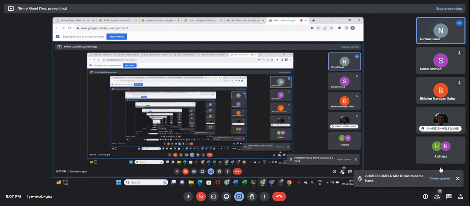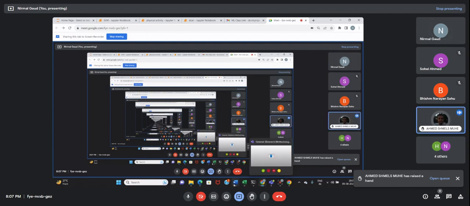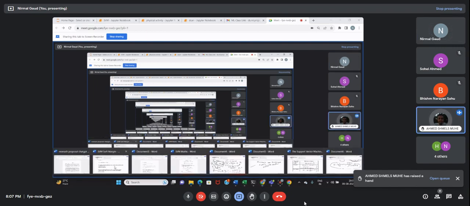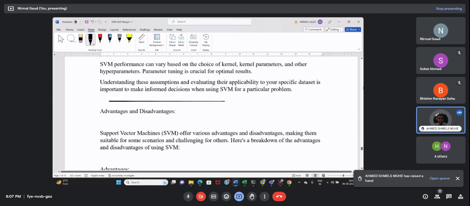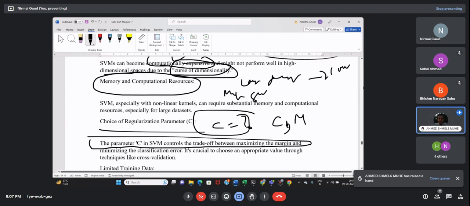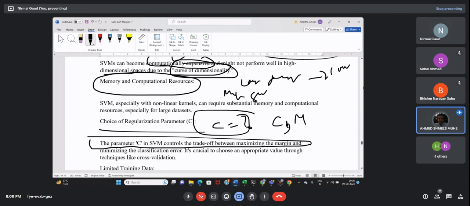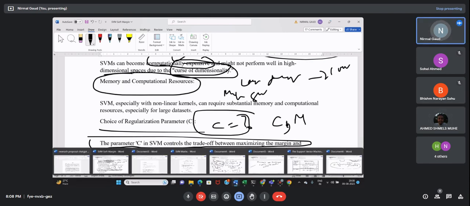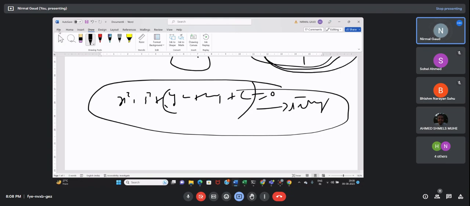Yes, Ahmed. Sir, my question is, can you shed some light on how a support vector machine is different from a perceptron? This is one of the questions we most often get in interviews. How is it different from a perceptron? Okay, so what is a perceptron?